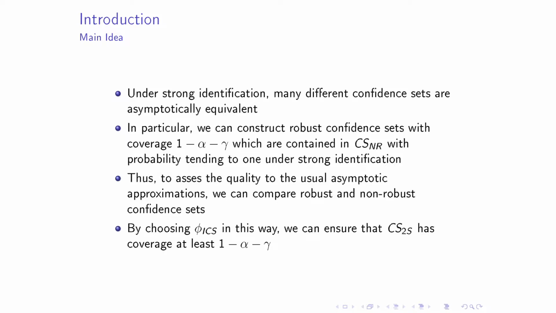Thus, in order to assess the quality of the usual asymptotic approximations, it suffices to just compare robust and non-robust confidence sets. And by choosing the identification statistic in this way, I can guarantee that the coverage of the resulting two-step confidence set is bounded below by 1 minus alpha minus gamma for whatever value gamma I pick.